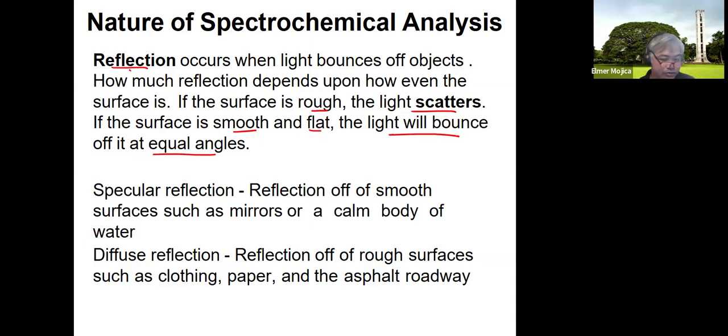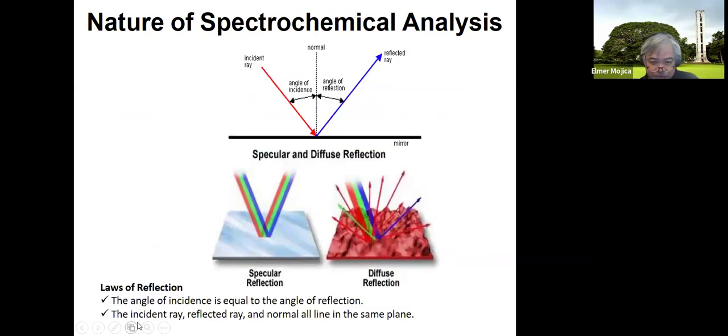Okay, so this leads us to the so-called specular reflection and diffuse reflection. I think the difference here has something to do with smooth versus rough surfaces. Reflection from smooth surfaces such as mirrors or a calm body of water is called specular reflection. Reflection from rough surfaces such as clothing, paper, and the asphalt roadway is called diffuse reflection. This is the microscopic difference between specular reflection and diffuse reflection.